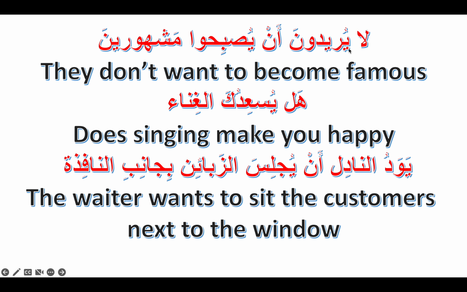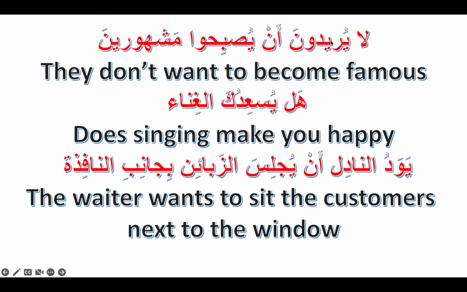Okay, let's see some examples. لا يريدون أن يصبحوا مشهورين. They don't want to become famous. So أراد يريد is to want. This is also a form 4 verb. However, it is a hollow verb. It has a waw, alif or a ya as its middle root letter. So we're going to do a separate video on how to conjugate hollow verbs in form 4.